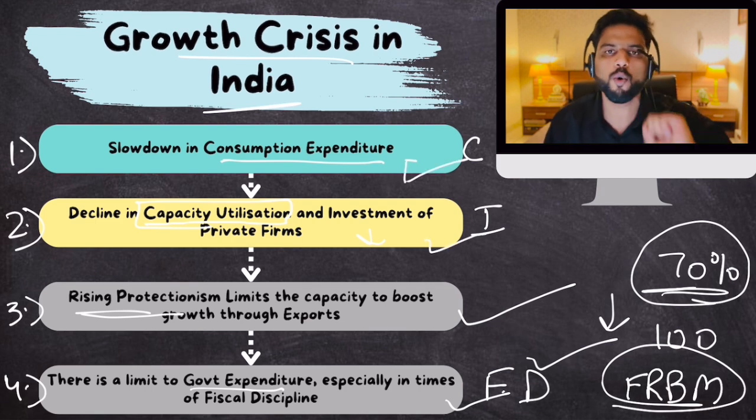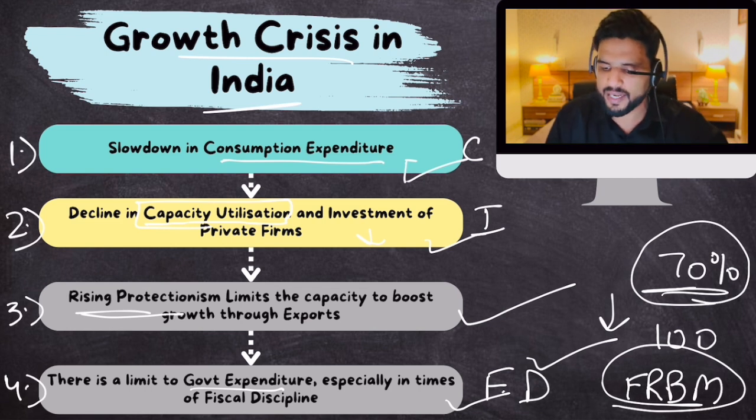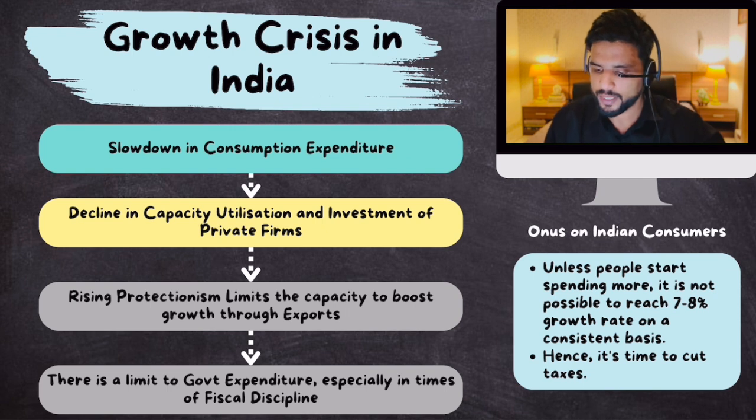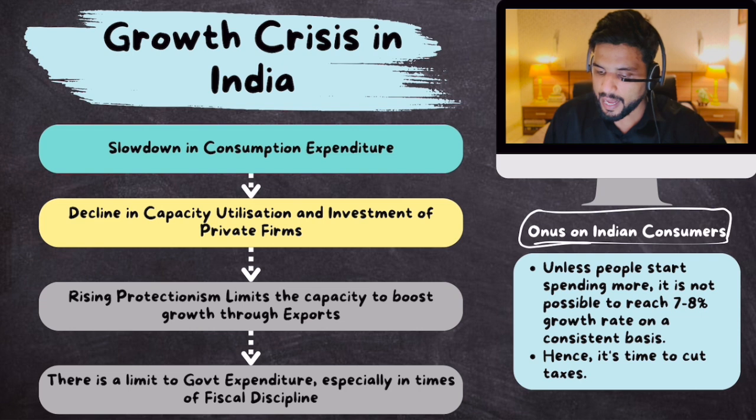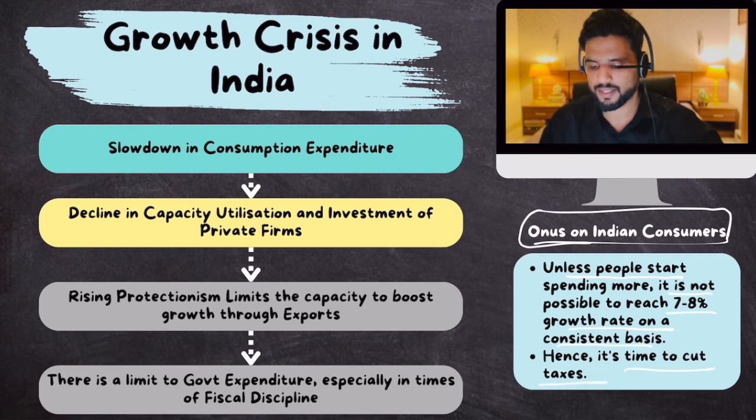So there is only one hope, that we somehow increase consumer spending. And one way to do that is to reduce taxes. Yes, because it is being argued that now the onus is on Indian consumers. Only Indian consumers can lift the Indian economy from this phase of slowdown. Unless people start spending more, it is not possible to reach a 7 to 8% growth rate on a consistent basis. So now is the time for government to cut taxes.